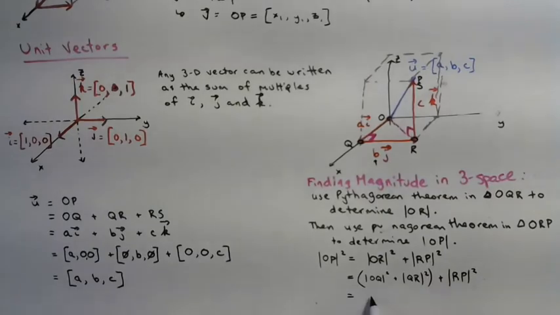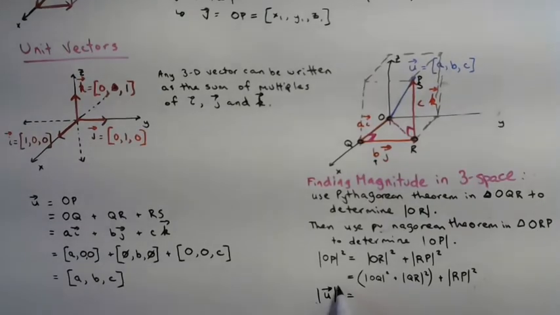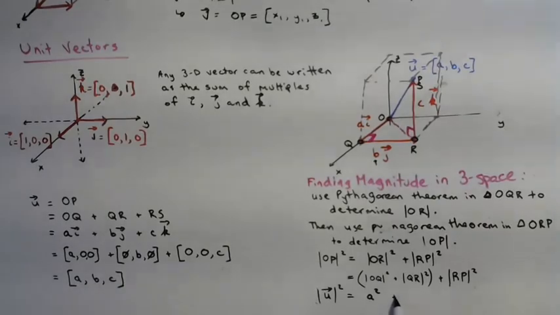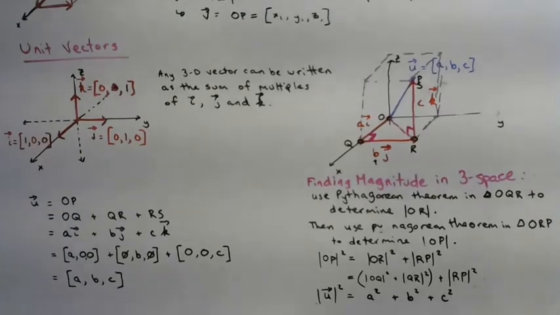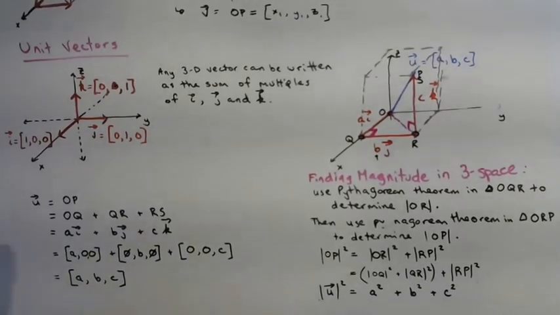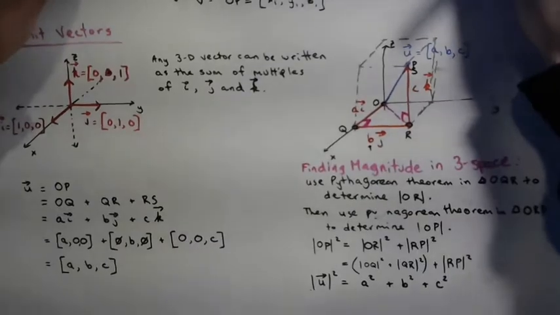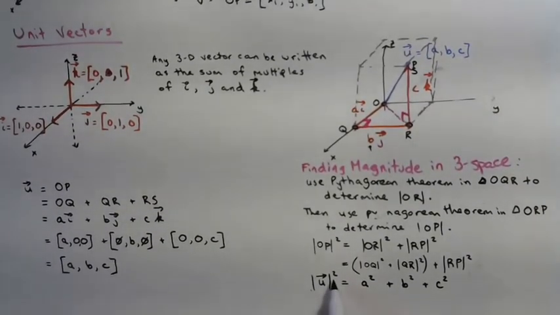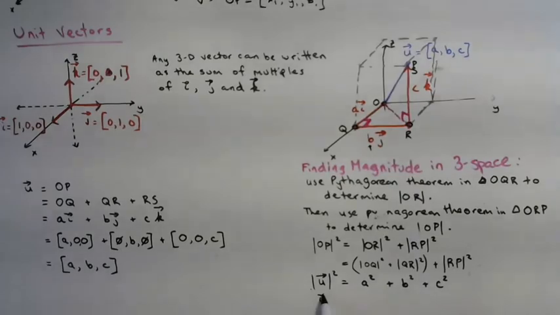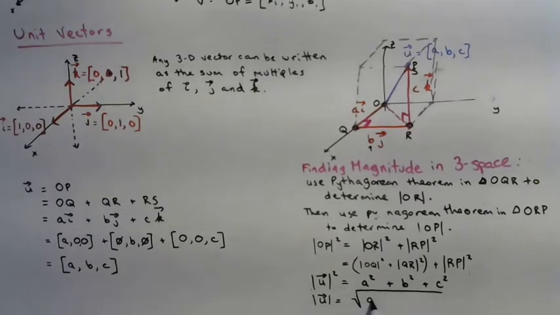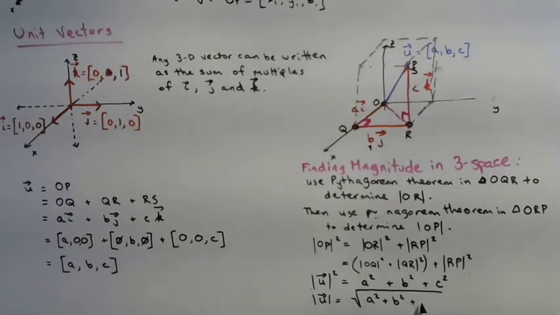So all we really have here actually is the vector u, the magnitude of vector u squared is a squared plus b squared plus c squared, which, if we want to square root both sides, then we get the magnitude of vector u is the square root of a squared plus b squared plus c squared. Not so challenging there.